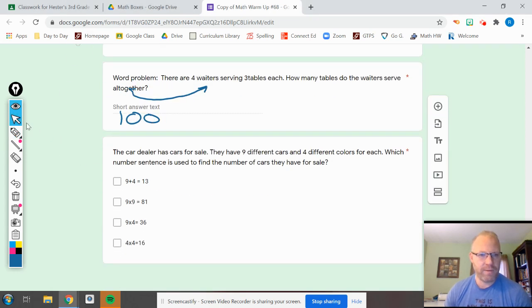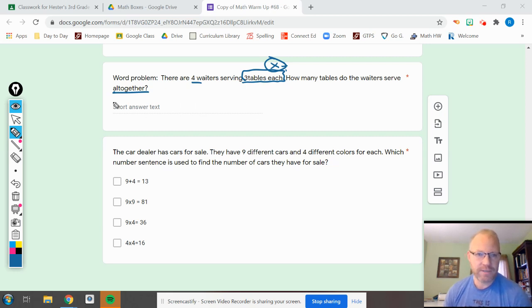For our word problem, it says there are 4 waiters serving 3 tables each. Each tells us to multiply or divide. It says how many tables do they serve all together? So if it's asking for a total, we need to multiply because we don't have a total. So we have 4 times 3 equals 12 tables.